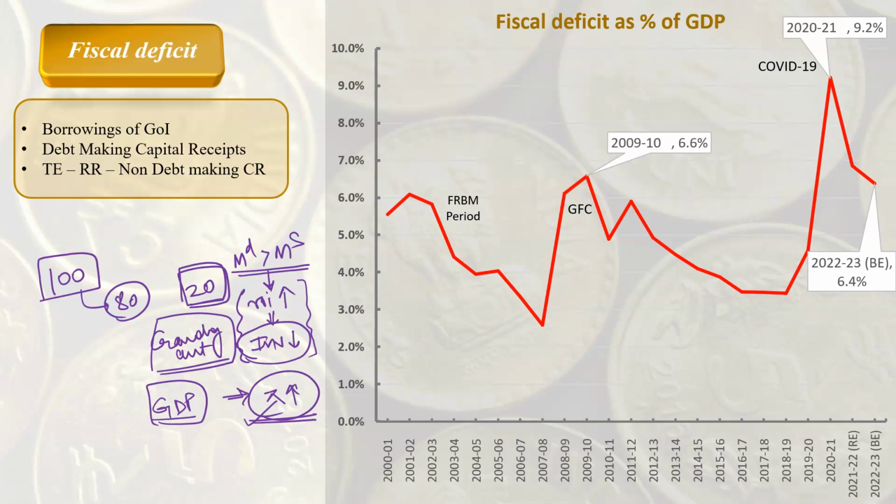And if you see, after passing of the FRBM, till 2007, the target was to achieve 3% of fiscal deficit as a percentage of GDP, and we had achieved that.